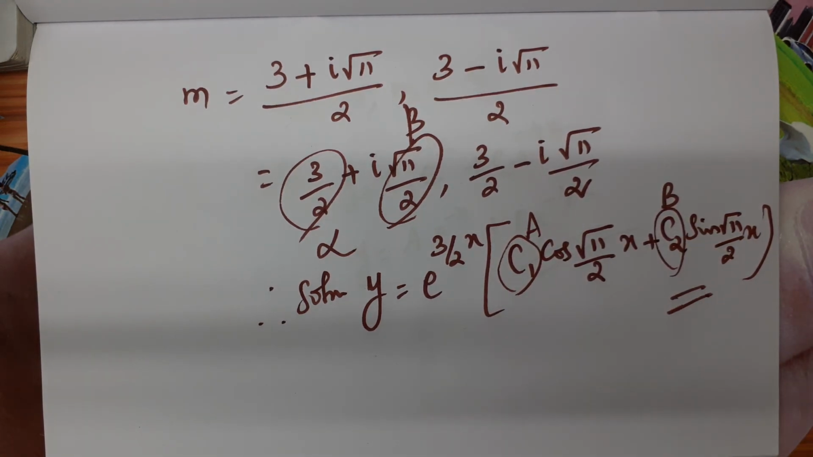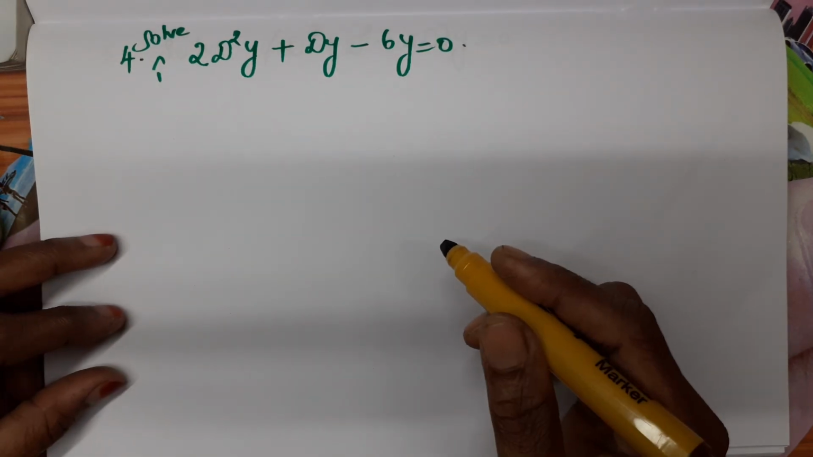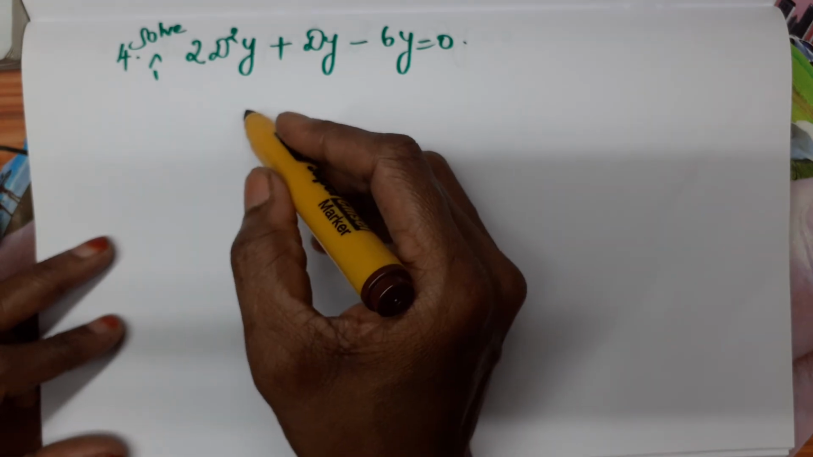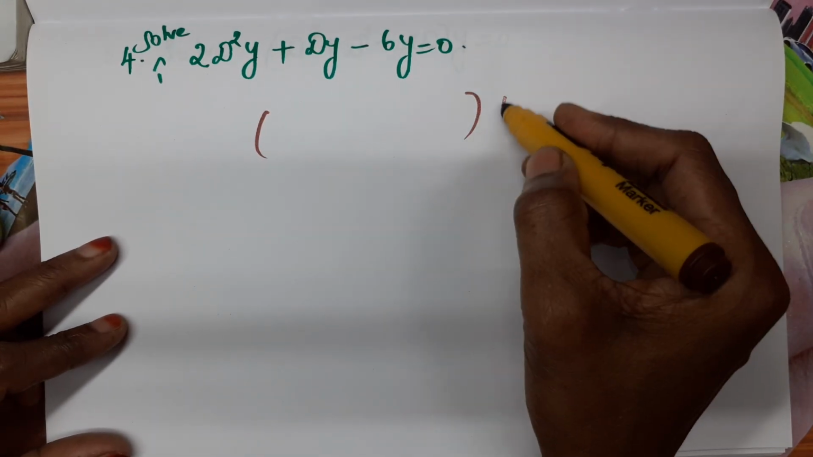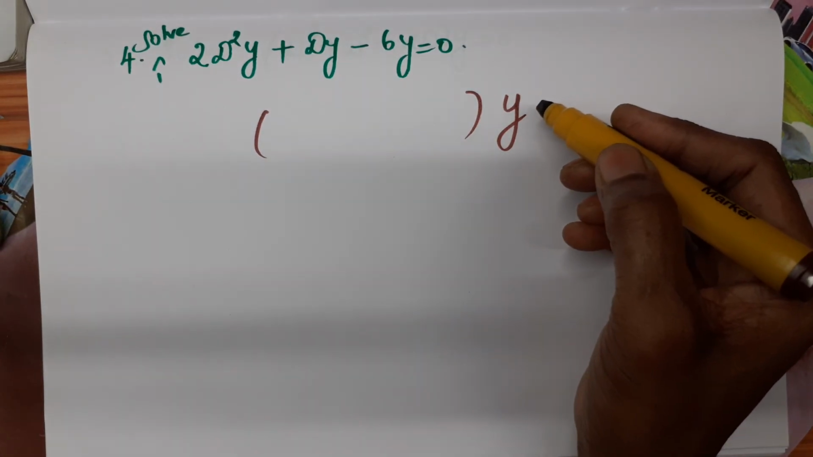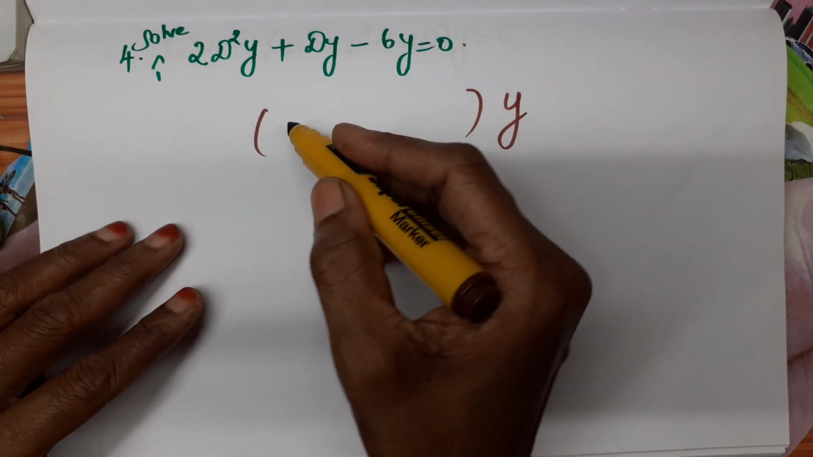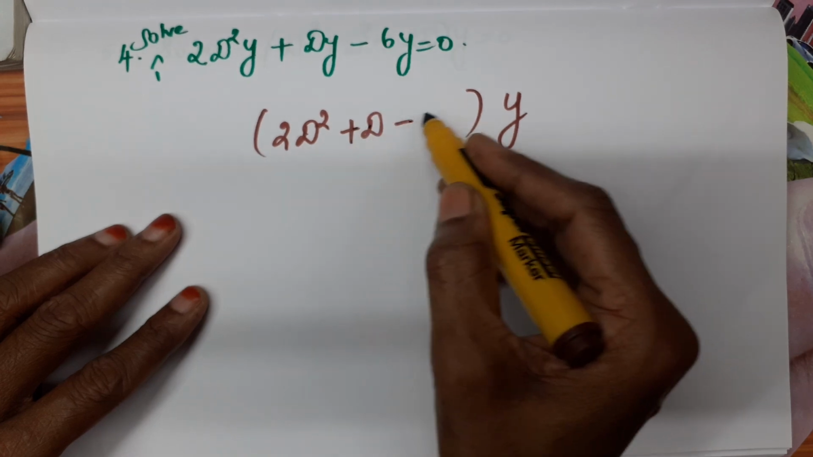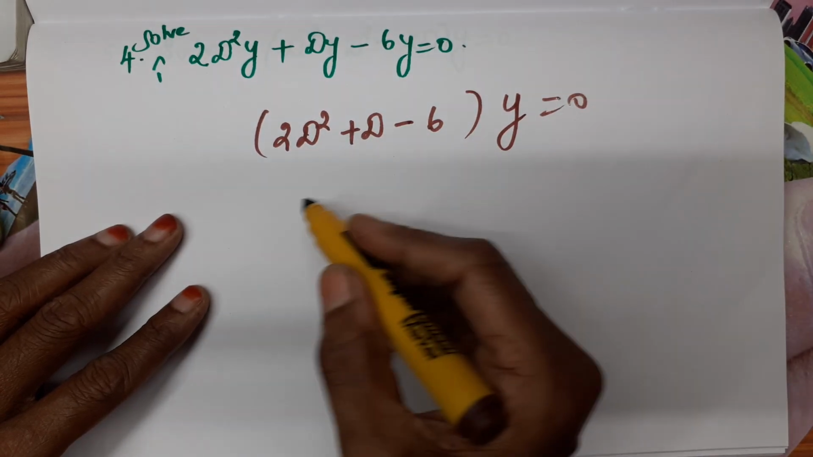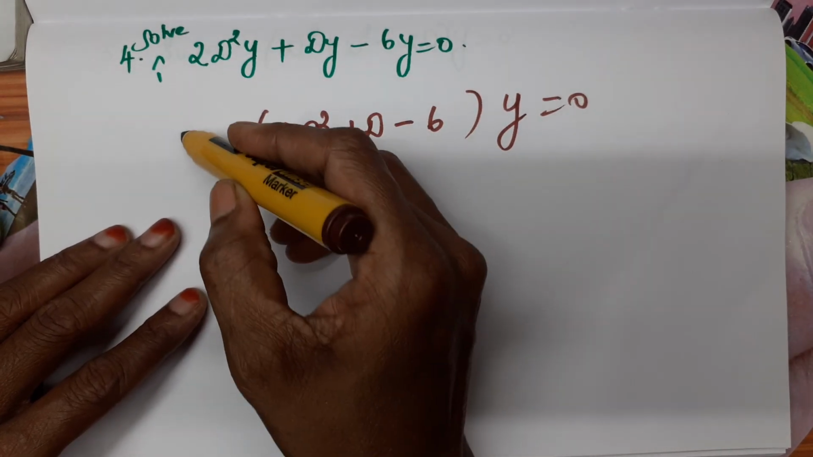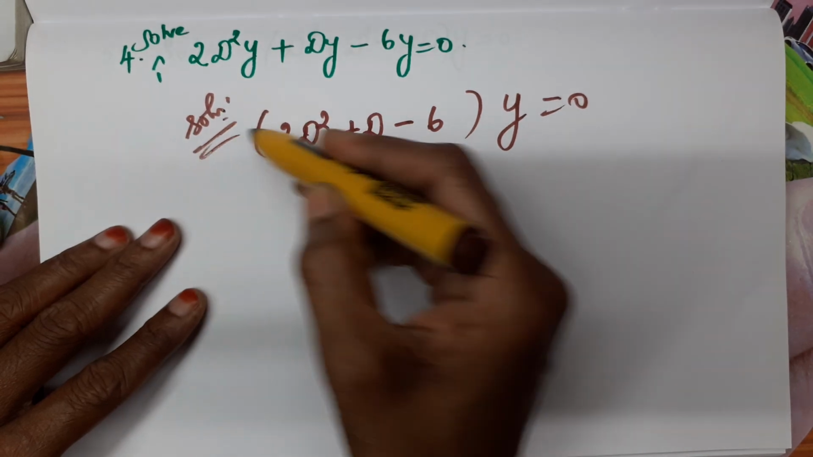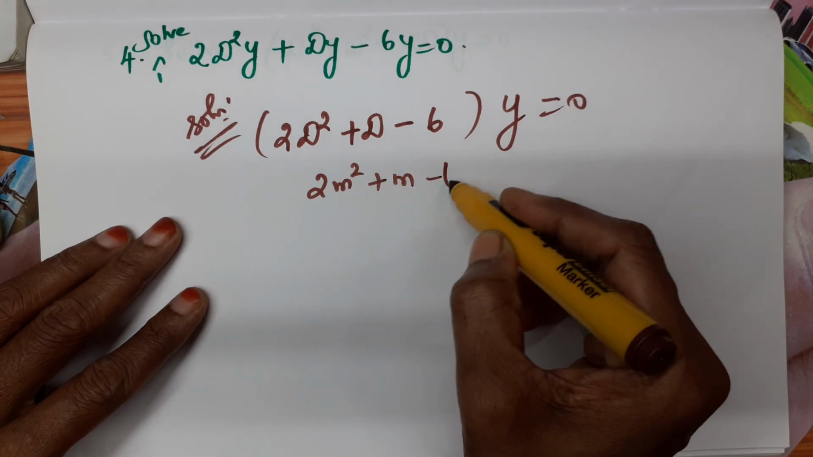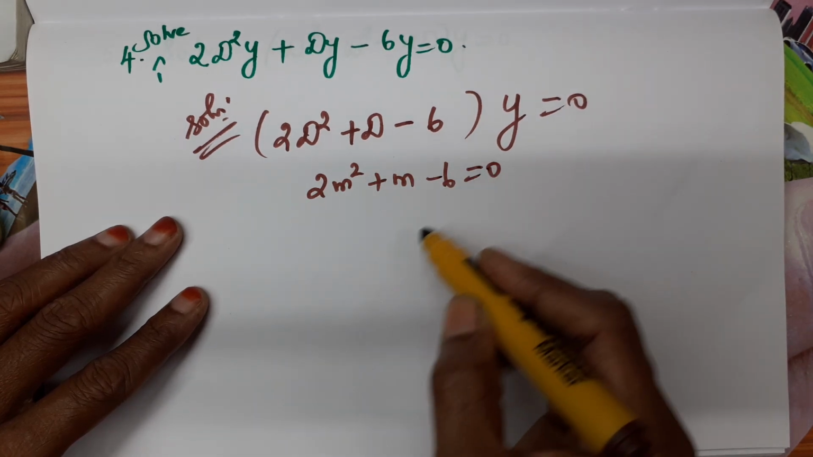Is it clear? The next problem we have is 2d squared y plus d minus 6y equal to 0. From all the terms, I can take y outside. After taking y outside, I have 2d squared plus d minus 6 into y equal to 0. So what's my auxiliary equation? 2m squared plus m minus 6 equal to 0.